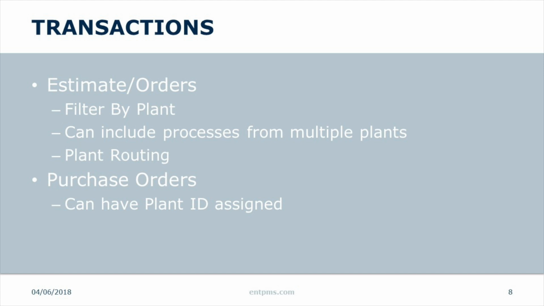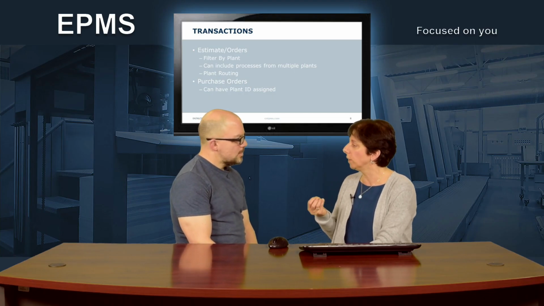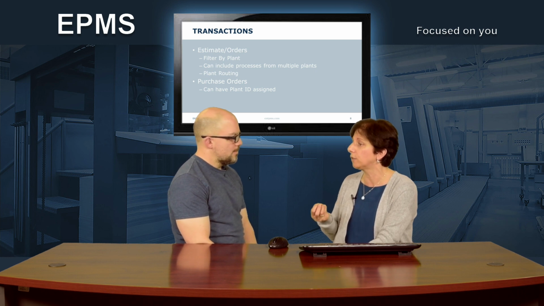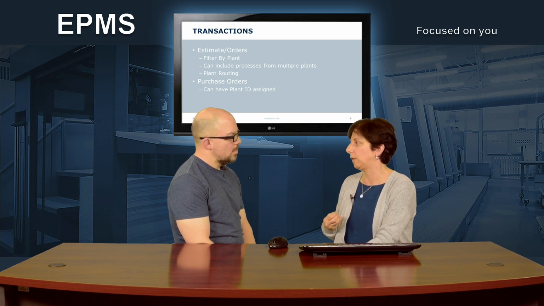The other transaction would be purchase orders, where they can have a plant ID assigned. And as I said, there's several settings in system settings where you could force a plant ID. So if you've got a setting turned on that says you have to have a plant ID on an estimate or an order or a purchase order, it won't let you save those transactions without a plant ID. Okay, let's take a quick look.